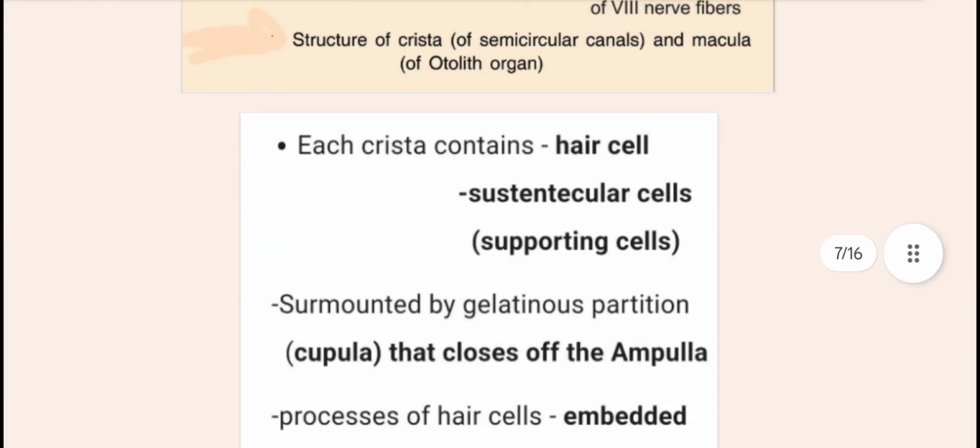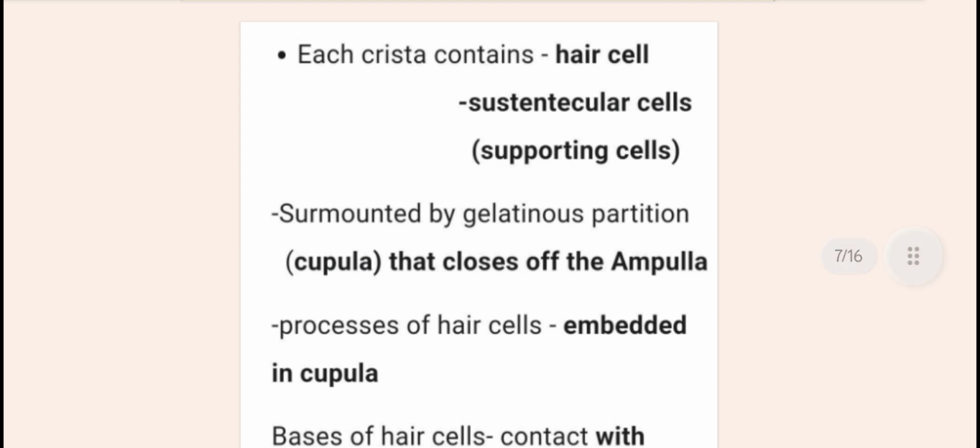Then next, each crista contains hair cells and sustentacular cells. We are seeing the structure of the crista ampullaris, which consists of hair cells and sustentacular cells. Sustentacular cells are also called supporting cells, and it is also surmounted by a gelatinous partition that is called the cupula. The cupula closes off the ampulla.